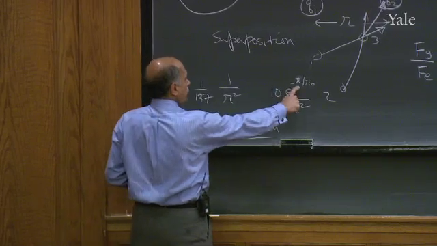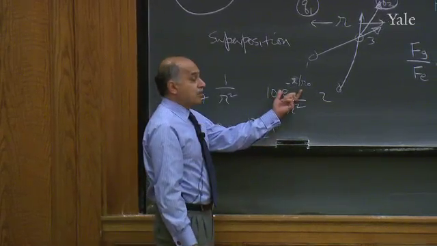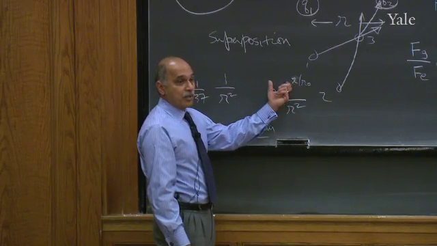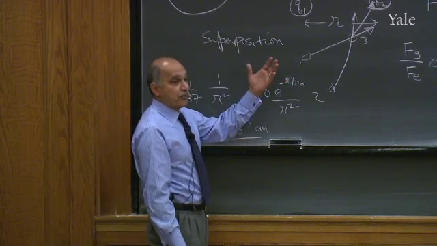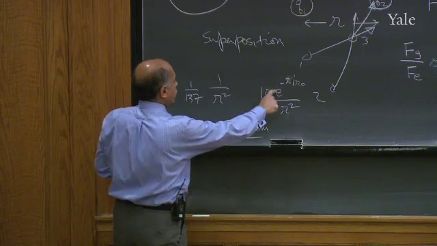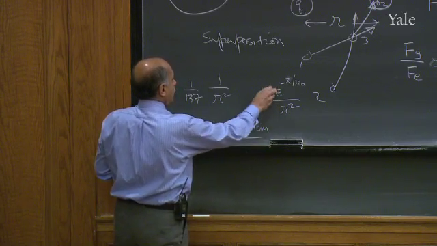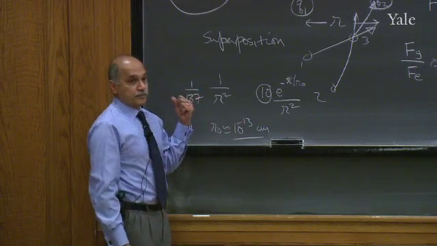If r is much bigger than r naught, say 10 times bigger, you got e to the minus 10 on the top. E to the minus 10 is a small number. E to the minus 3 is like 1 over 20. E to the minus 10 is 1 over 20 cubed. So then what will happen is this force, even though there's a number 10 in front of it, will be negligible compared to this one.